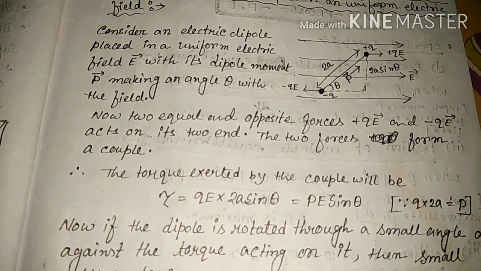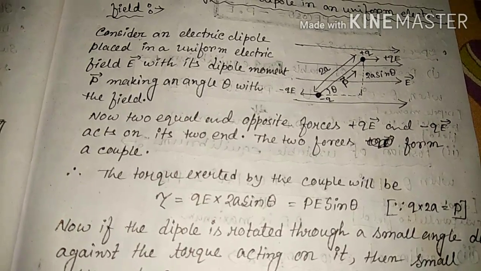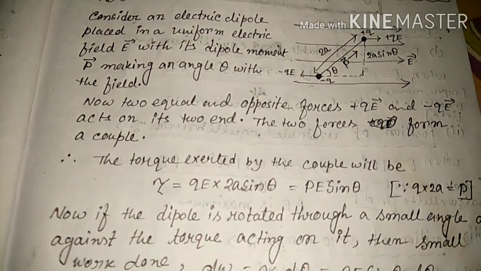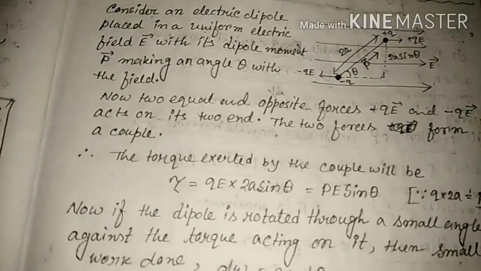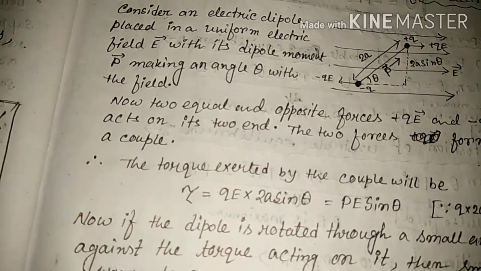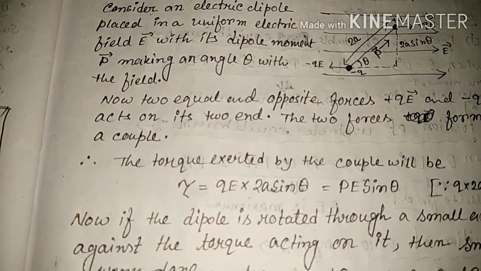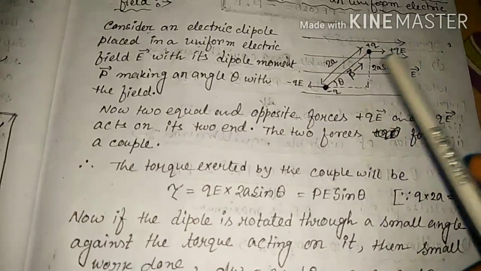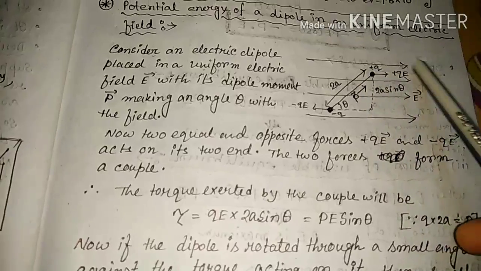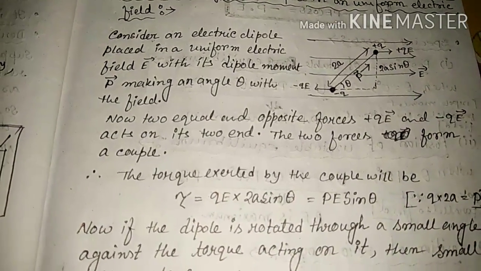So this force forms a couple, and that couple is called torque. Torque exerted by the couple will be tau equals to what? Tau equals to any one force into the perpendicular distance between the charges. The magnitude of any one force is qE; the minus and plus is due to the minus q and plus q. So qE into 2a sin theta, that is the perpendicular distance between them.